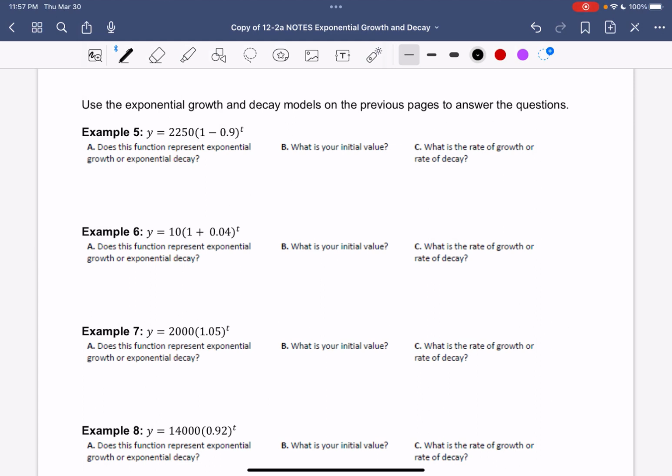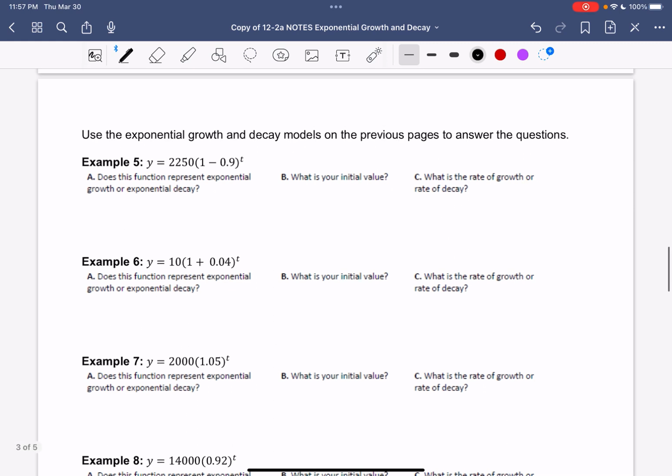All right, so these are just more examples. I'm just going to talk about each part of the exponential equation. So again, y equals a times b raised to the power of x. A is your initial value. B is your rate. So if it's greater than 1, it's going to go up. It's going to increase. If it's less than 1 but greater than 0, it's going to go down. And then x is just based on time.